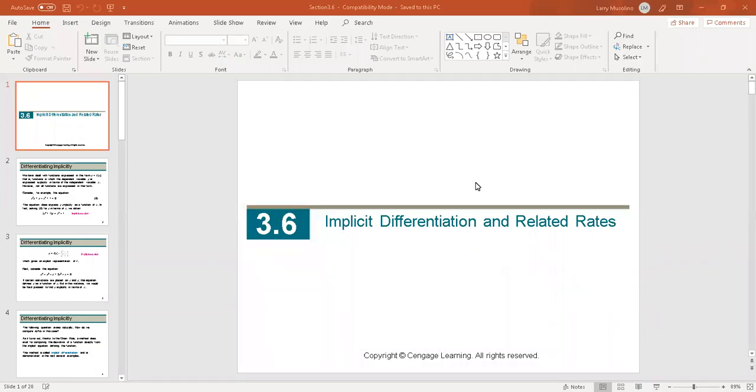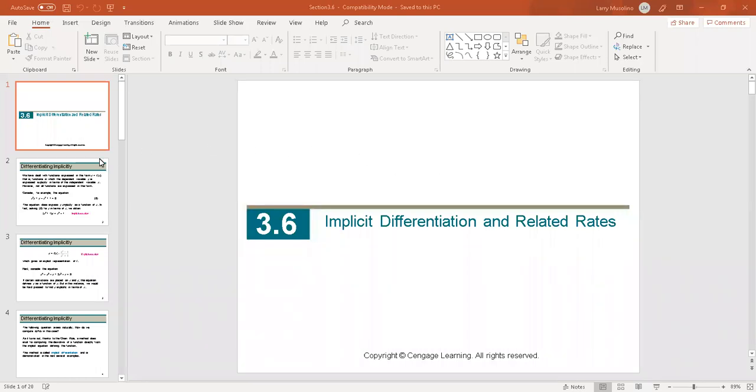I'm recording a video for Section 3.6. 3.6 deals with something called implicit differentiation. So this is going to be taking derivatives, but this is used when the function has a y embedded as part of the function itself. I'll show you what I mean by that in just a second. But I'm going to use implicit differentiation to help solve what are called related rate problems.